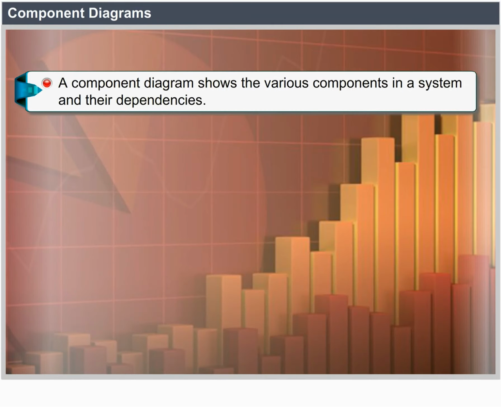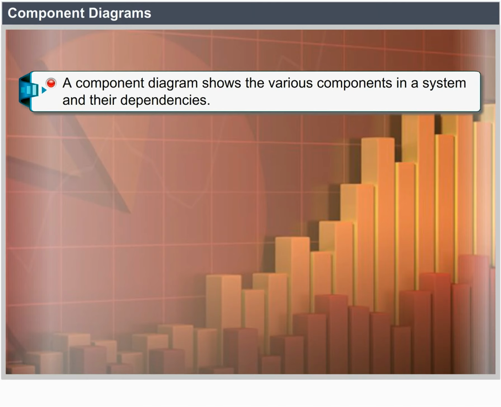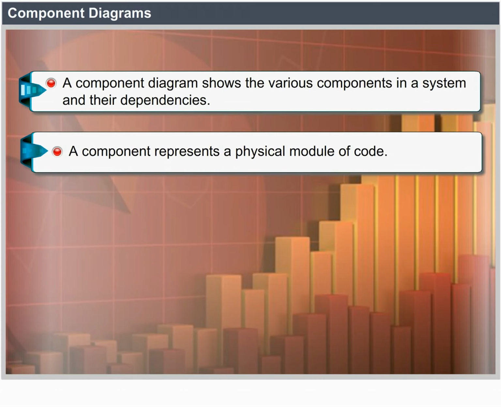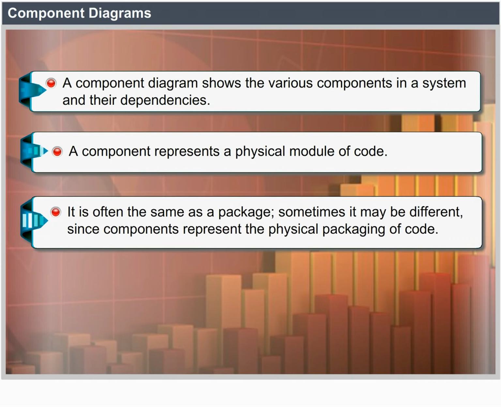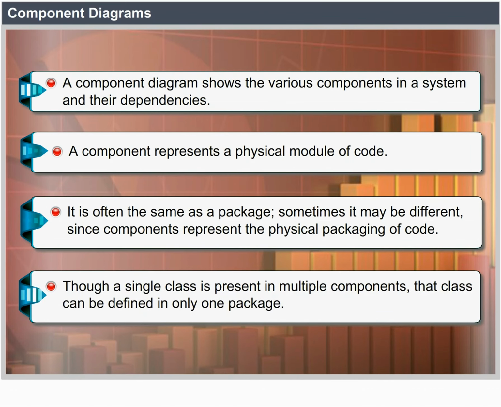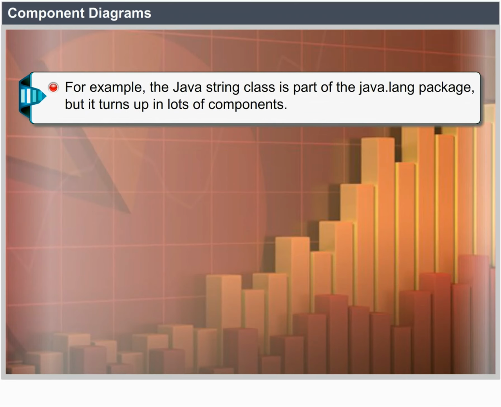Component diagrams. A component diagram shows the various components in a system and their dependencies. A component represents a physical module of code. It is often the same as a package, but sometimes it may be different, since components represent the physical packaging of code. So a single class can be present in multiple components, but that class can be defined in only one package. For example, the Java String class is part of the java.lang package, but it turns up in lots of components.